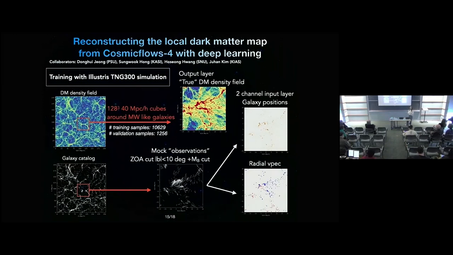within 40 megaparsec H. We decided to do this because we wanted to try to differentiate ourselves from the cosmic flows reconstructions, which are going very far, and the resolution is not that high. So we decided to reconstruct the density within cubes of 40 megaparsec H and 128 cube voxels.